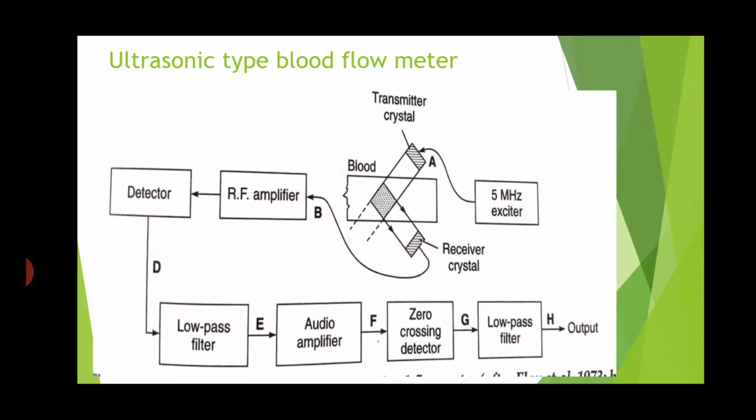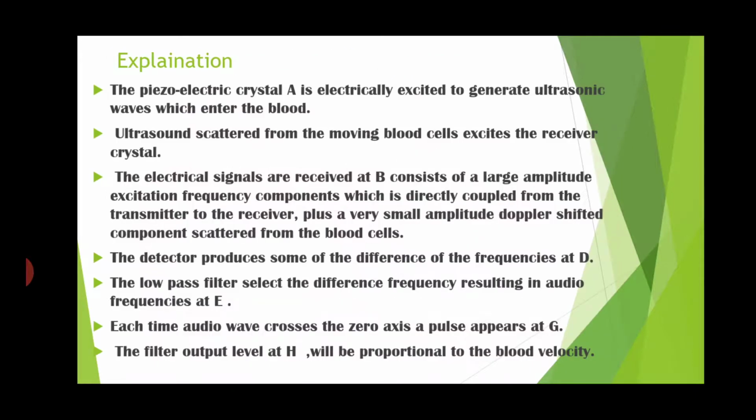Now we will see the ultrasonic type blood flow meter. This is the diagram. In this they are using two crystals, one the transmitter crystal and another the receiver crystal. They are using the RF amplifier, detectors, low pass filter, audio amplifier, zero crossing detector, low pass filter, and the output. And also they are using the oscillator. Now we will see the explanation.